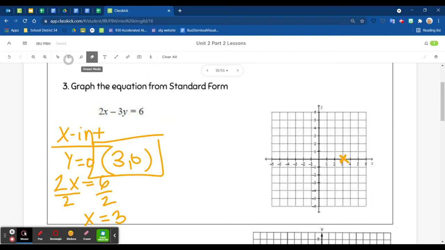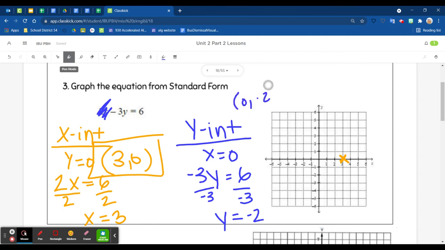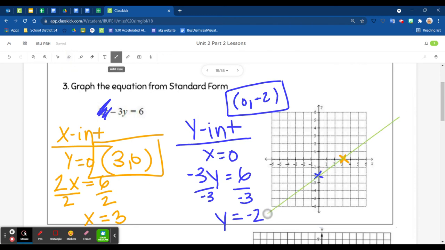Okay, let's solve for our y-intercept. X equals 0, so I can basically cover that up. Negative 3y equals 6. I divide by negative 3, and I get y equals negative 2. So I have 0, negative 2 for my y-intercept. And I'm going to use my line tool to draw my line. And that's it. That's how you graph using intercepts.